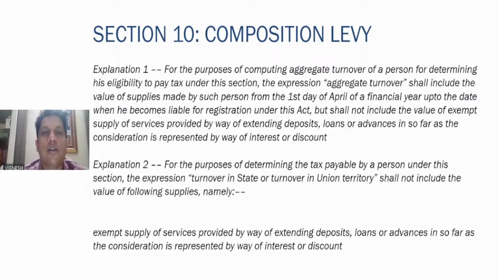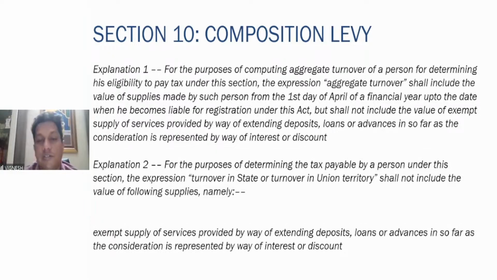Now, for calculating aggregate turnover, you will take the value of supply from first April of the financial year up to the date on which he becomes liable for registration. That means from 1st April till he achieves 20 lakhs. Because once he achieves 20 lakhs, he becomes liable for registration. In that turnover, you will not include exempt supply, which is by way of extending deposits, loans, advance. So interest and discount will not be included.